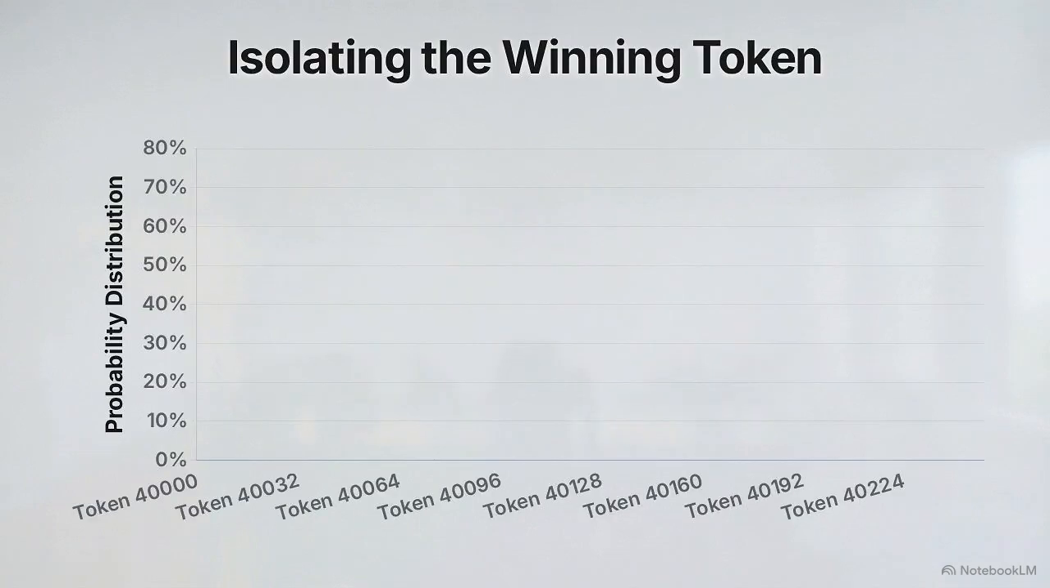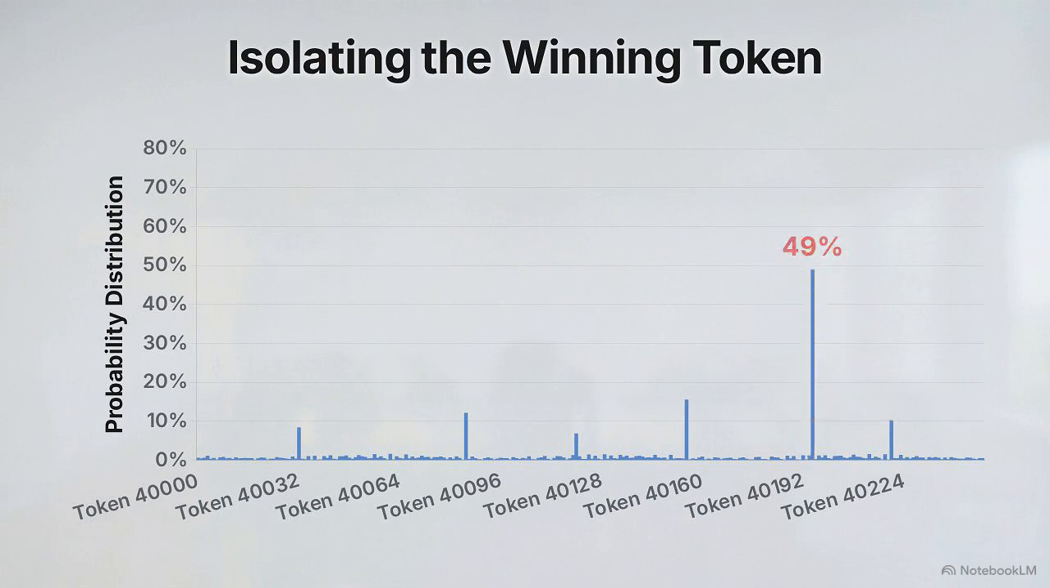But that machine is not generating paragraphs or even sentences. It is generating exactly one tiny chunk of text at a time. For every single word it produces, the model calculates a massive probability distribution across tens of thousands of options, selecting a single winner based entirely on what is statistically most likely to follow your prompt.